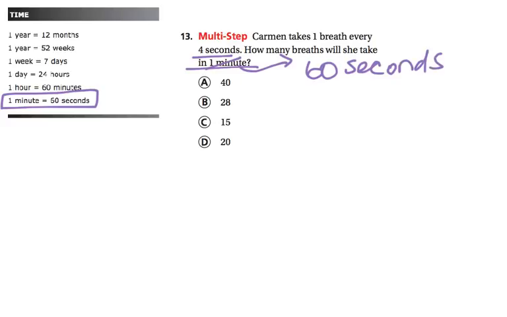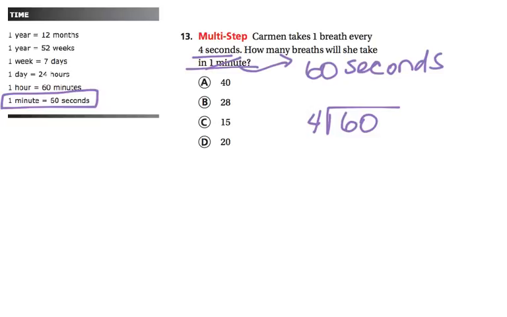So she's taking 1 breath every 4 seconds. So it seems like I can use division to figure this out. This would be the same thing as how many times does 4 go into 60? Or 60 divided by 4.